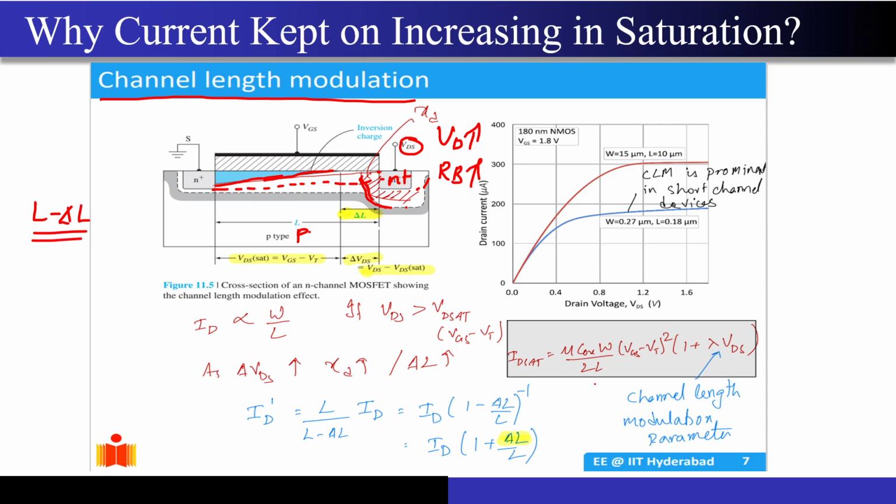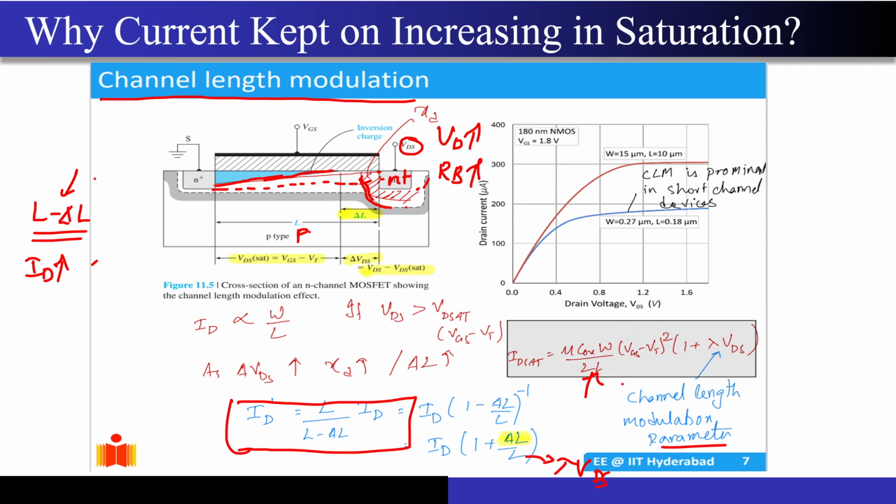And you know from the MOSFET's equation that I is inversely proportional to L. Now if my length reduces, then I should get an expected increase in the current. This is the very simple thing that sir has told you: ID dash is L upon L minus delta L times ID. The way we model delta L by L is by replacing it with lambda VDS, and we call this lambda the channel length modulation parameter.